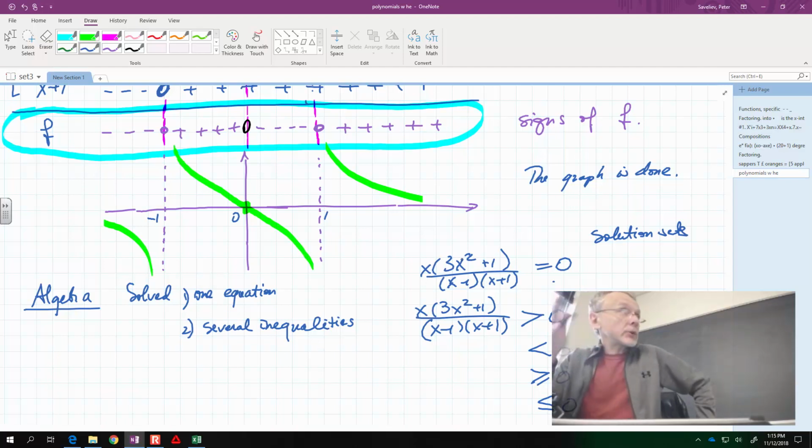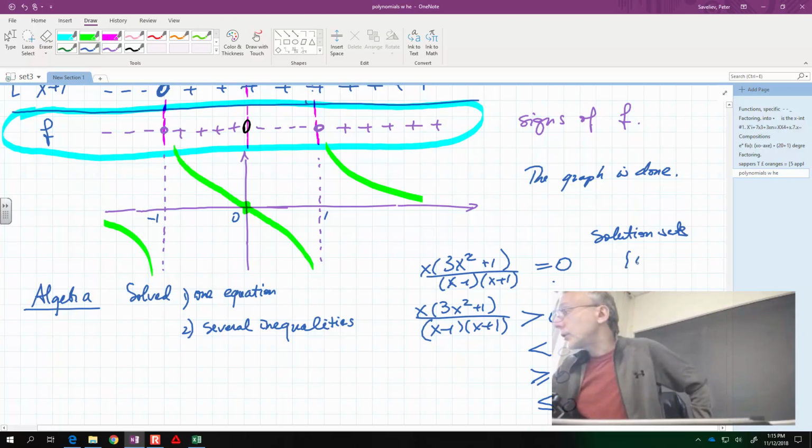I don't want you to actually try to solve it again. We already have solved it. I just want you to see that it's right there. So what's the answer? 0. 0 and 0 only, right?